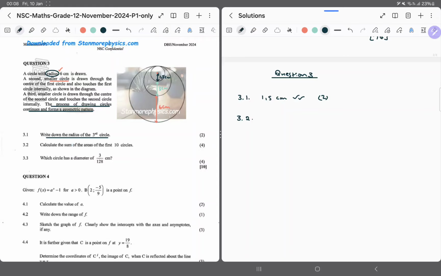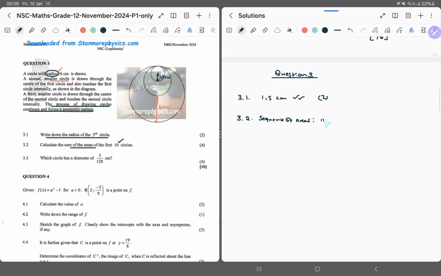Now we need to calculate the sum of the areas of the first 10 circles. Now can you see? Areas. Now what do we know? You can just say the sequence of areas. Is it area or is it areas?